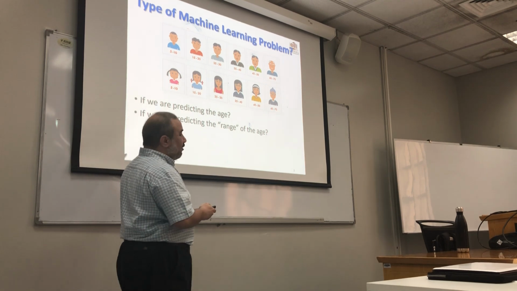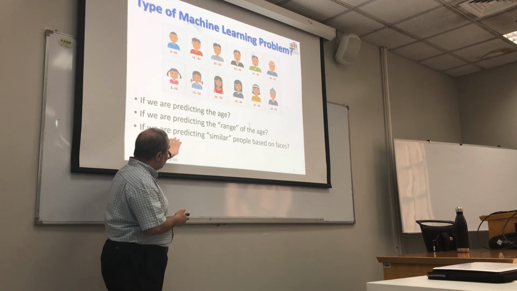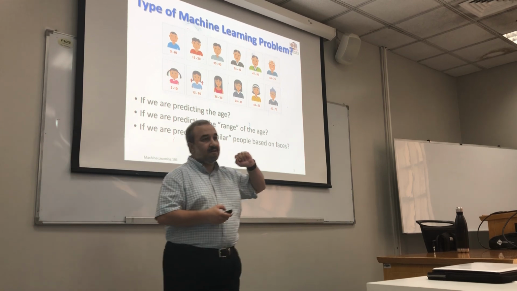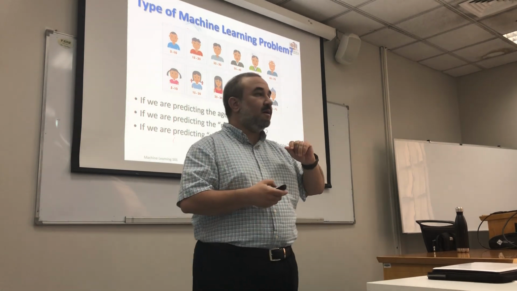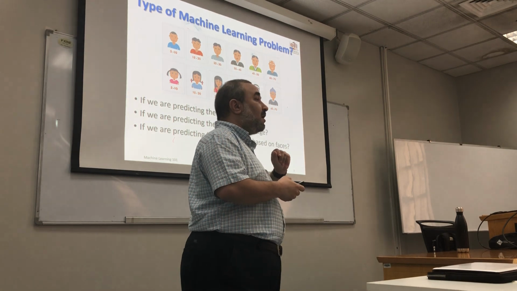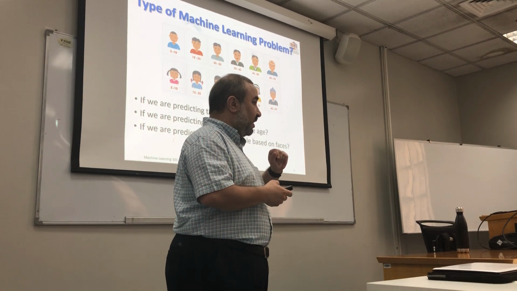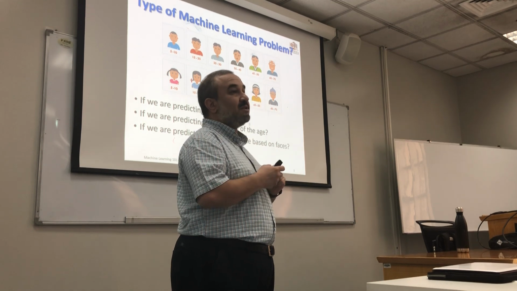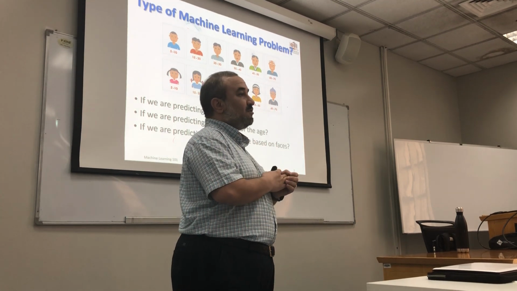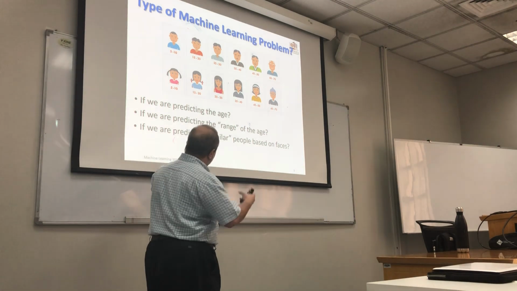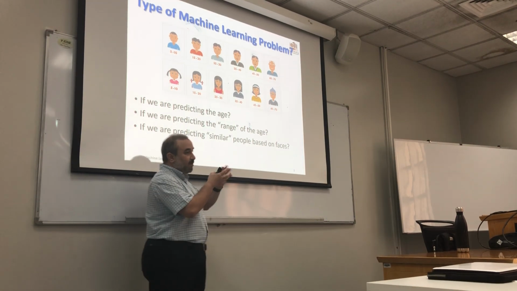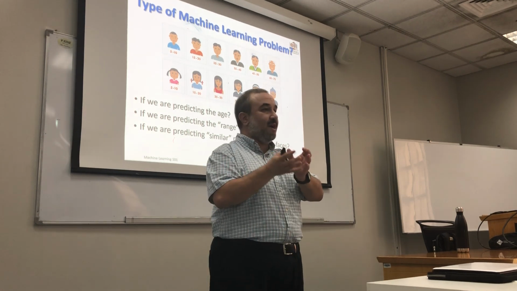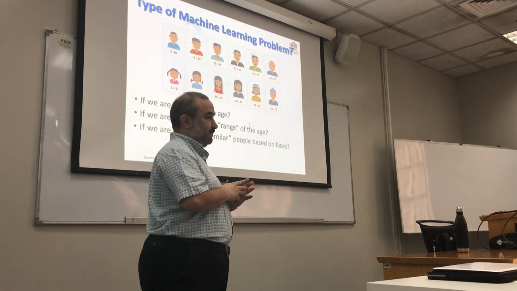Okay. Now forget about the age. If we are trying to predict similar people from their faces. Unsupervised. Okay, and what is the name of that problem specifically? Clustering. Who said clustering? Yes. Okay, so in this case, because we are trying to find who are the similar people, just based on their faces, we are clustering them, so this is a clustering problem.